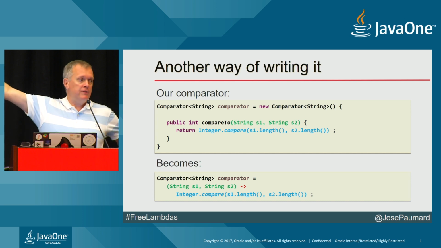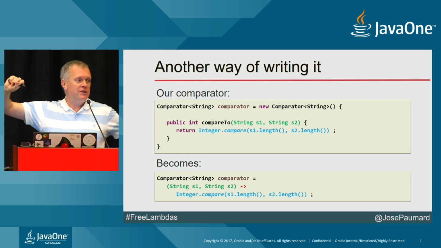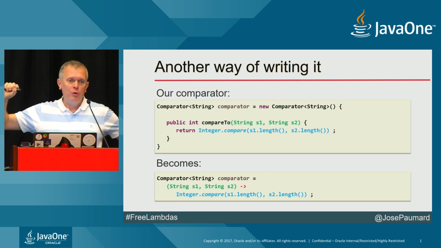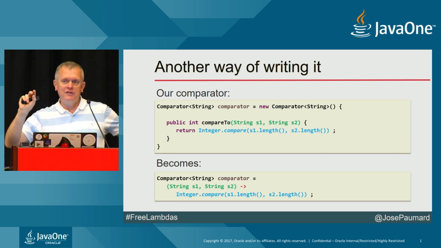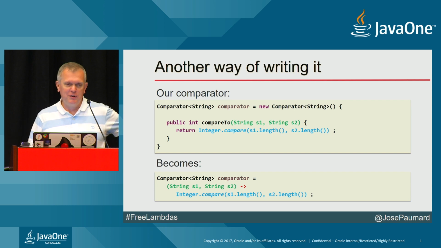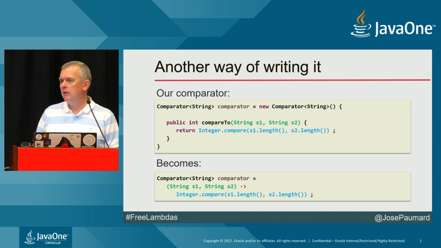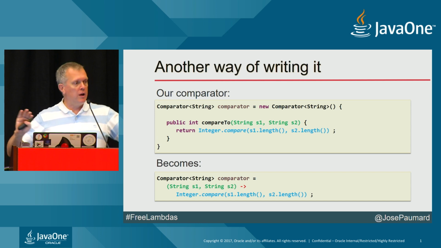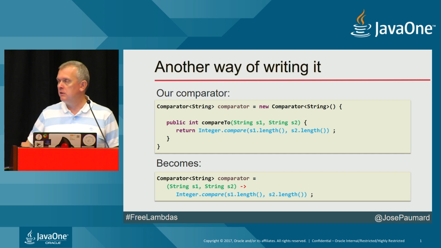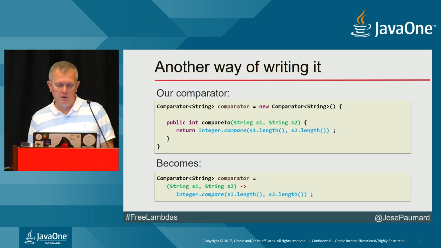I just copy-paste the block of parameters, draw this little ASCII art arrow using a dash sign and a greater than sign. This is nostalgia about the old days of computing, right? And push the return statement as is. This is the way, and we're going to see many examples of that. This is how we write lambdas in Java 8.